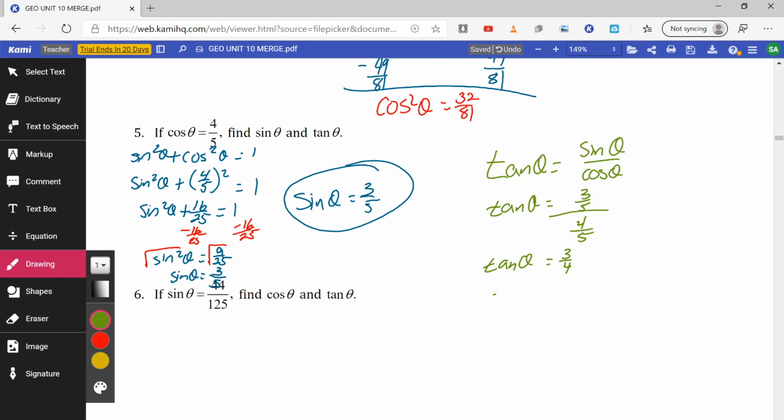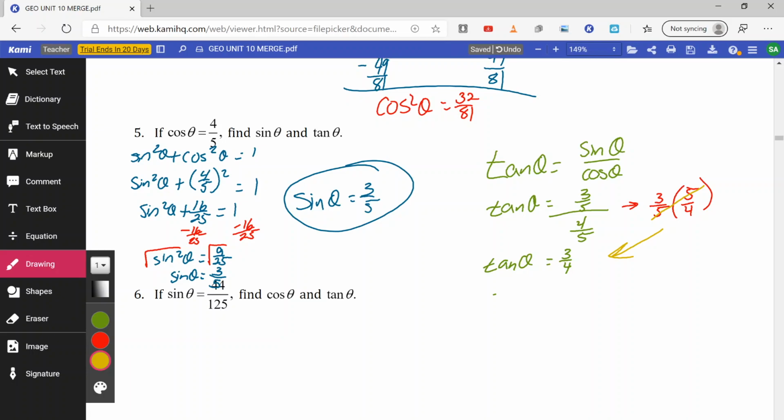The other way we could do it, and remember when we have a fraction divided by a fraction, we do keep, change, flip. So we could do 3/5 times 5/4. And the 5's will cancel out, leaving us with 3/4.